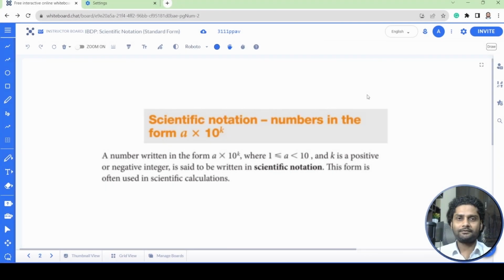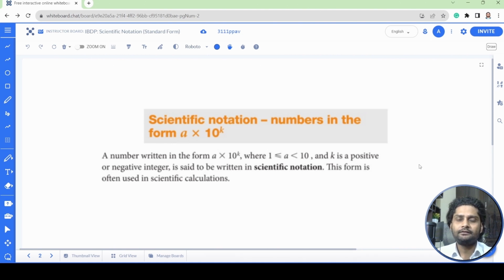Hello dear students, in this lesson we are going to talk about scientific notation. It's also called the standard form of a number. In our IBDP, it's just the first topic and it's a very simple topic. We don't have to emphasize much on that, but because we have to cover each and everything, I'll be explaining each and every topic in detail. So let's begin with scientific notation.